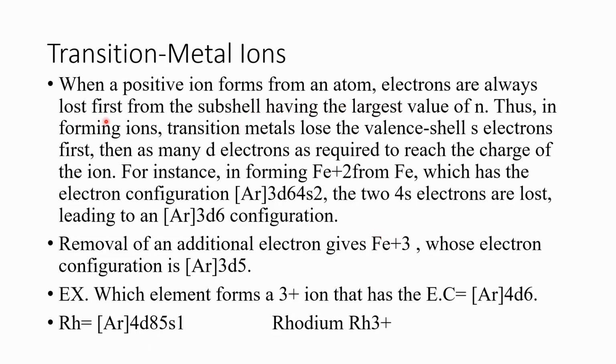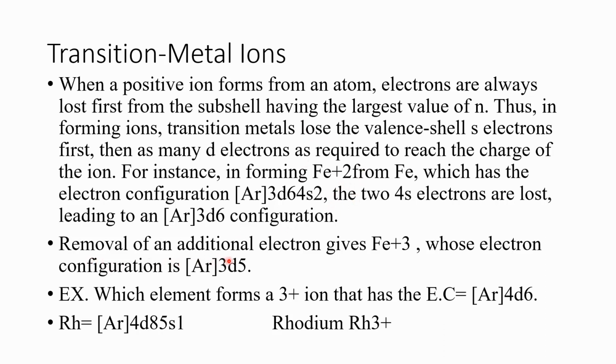Electrons are always lost first from the subshell having the largest value of n. Thus, in forming ions, transition metals lose the valence shell s electrons first, then as many d electrons as required to reach the charge of the ion. For instance, in forming Fe2+ from Fe, which has the electron configuration argon 3d6 4s2, the two 4s electrons are lost first, leading to this configuration, argon 3d6. So this gives me Fe2+.